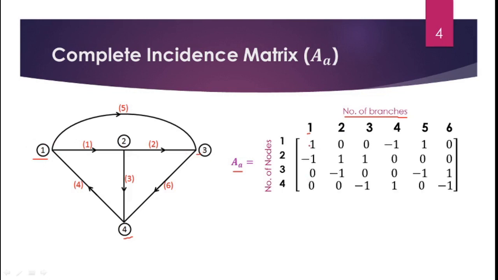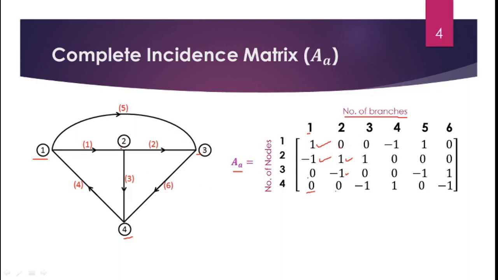Look here. Branch 1 is outgoing for node 1, so that's why it is +1. It is incoming for node 2, so it is -1. Branch 1 is not associated with node 3 and node 4, that's why those values are 0. Okay, look here, branch 2. Branch 2 is incoming for node 3, so that's why it is -1. Outgoing for node 2, so it is +1, and it is not related to node 1 and node 4, so that's why it is 0.